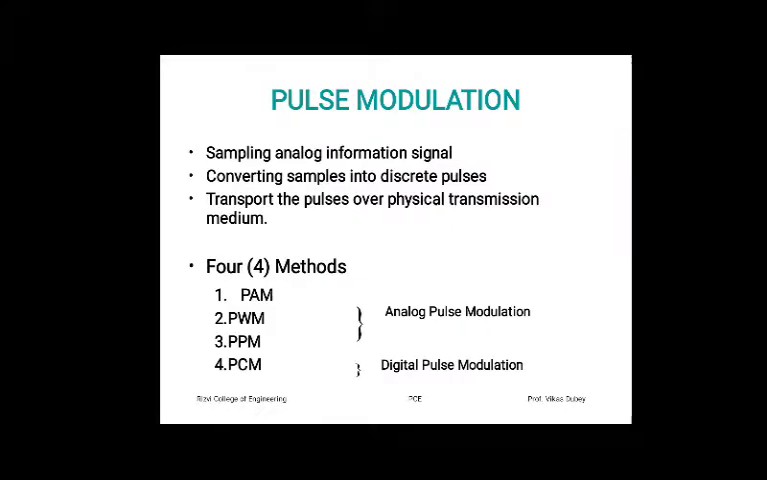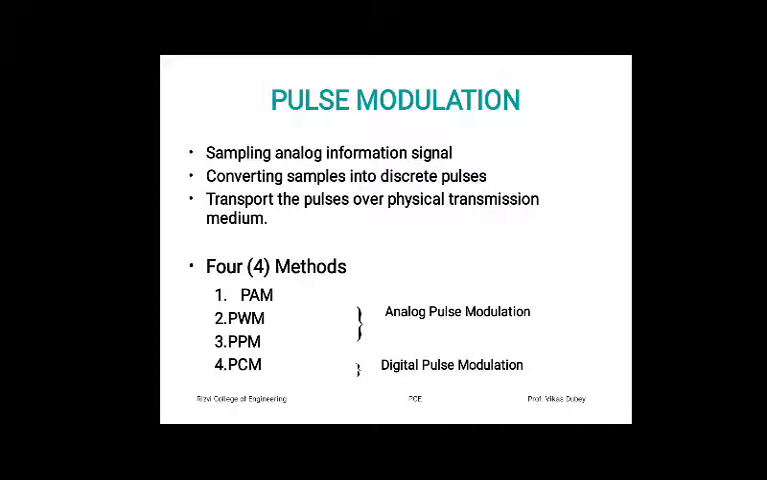So in pulse modulation, we sample the analog information signal, then convert the samples into discrete pulses, then transport the pulses over a physical transmission medium, and transmit them over the physical transmission medium.